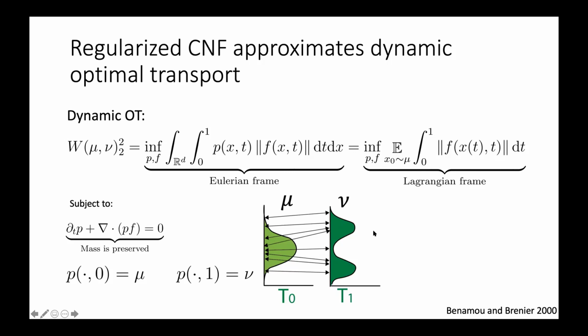This is looking at it from the perspective of a particle that is moving over time. And this is looking at it for a little point in space-time: how is the probability changing? These are equivalent definitions. And so the main thing, right, is two things. I want the time 0 mass to be mu and the time 1 mass to be nu. And I can't create or destroy mass.